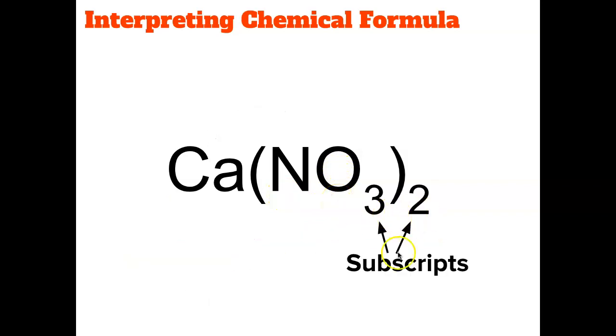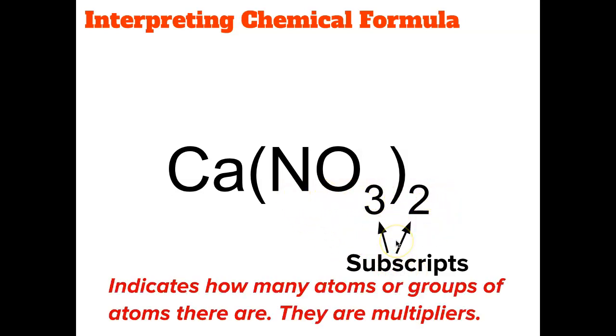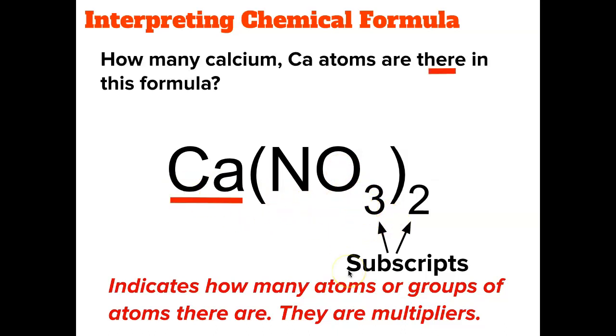And then we have these little numbers down below. These are called subscripts, sub meaning below, and script meaning writing. So this is writing below, right? Below the big letters there. And these indicate how many atoms or groups of atoms there are in our chemical formula. And these are multipliers. So this tells us how many we have of each of the atoms, and we're going to multiply those.